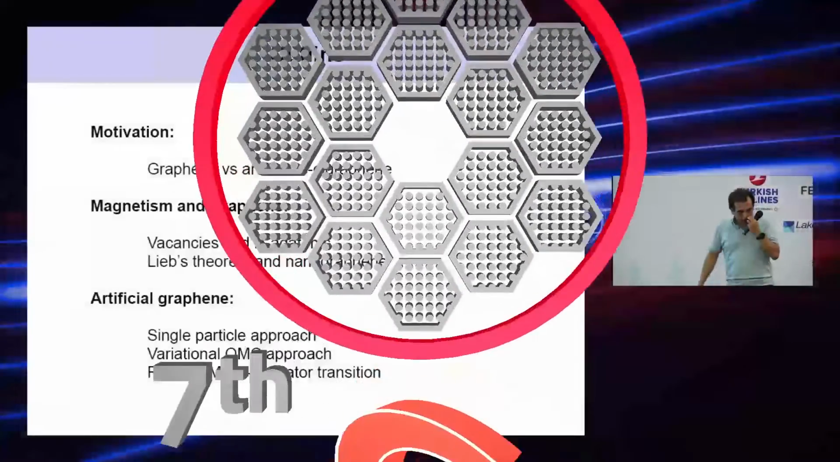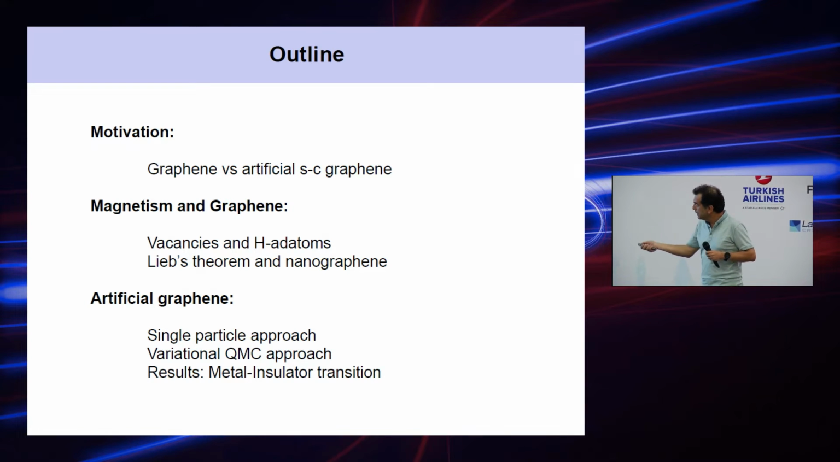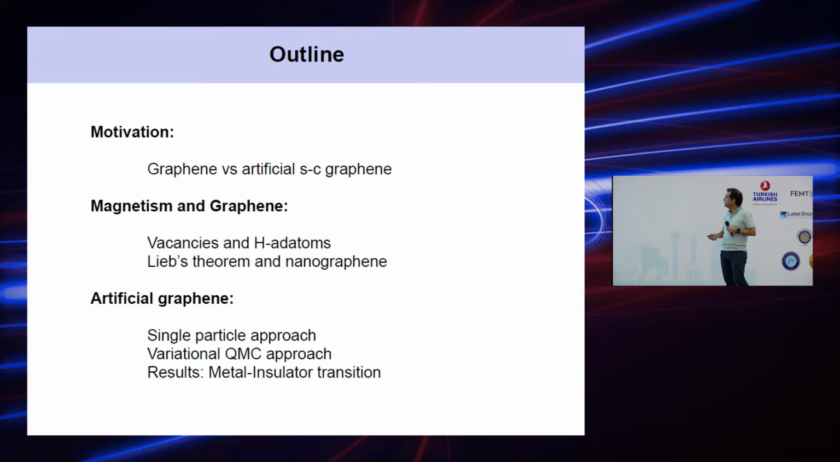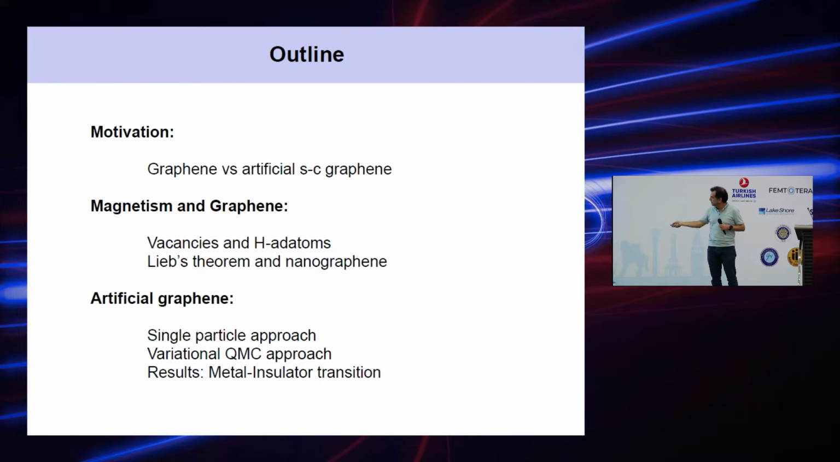Okay, so I will first start with a brief motivation why we are interested in artificial semiconductor graphene. Then I will remind you about the magnetic properties of graphene based on Lieb's theorem. Then I'm going to focus on artificial graphene, and I will discuss first the single particle results, then quantum Monte Carlo results, and I will show you our main results, metal insulator transitions.